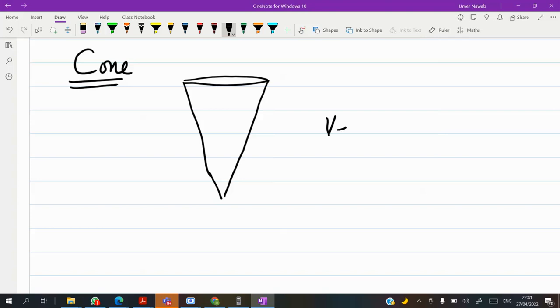The volume of the cone is 1 over 3. What is the top area? The top area is pi r squared. The radius is given to us, pi r squared. This is the area times the height of the cone. So 1 over 3 pi r squared h is the volume of a cone, and this formula will be provided in the IGCSE exam.